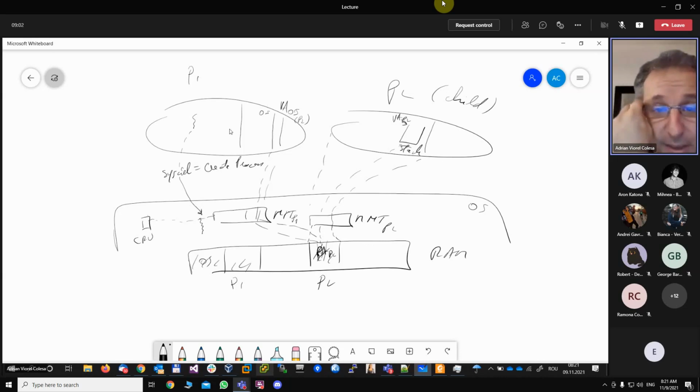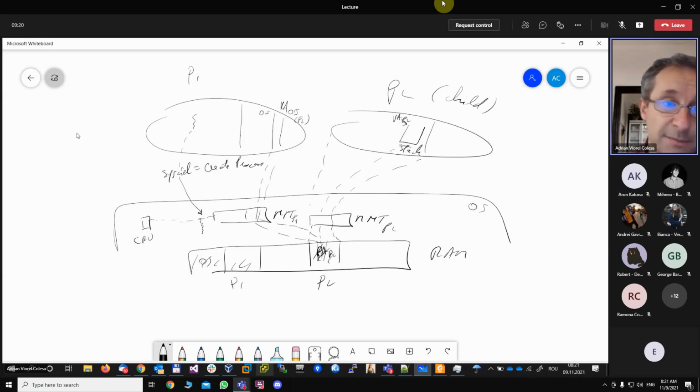But otherwise, being mapped inside each process address space makes it very easy for the OS to have access to the current process virtual memory. Okay, this one.